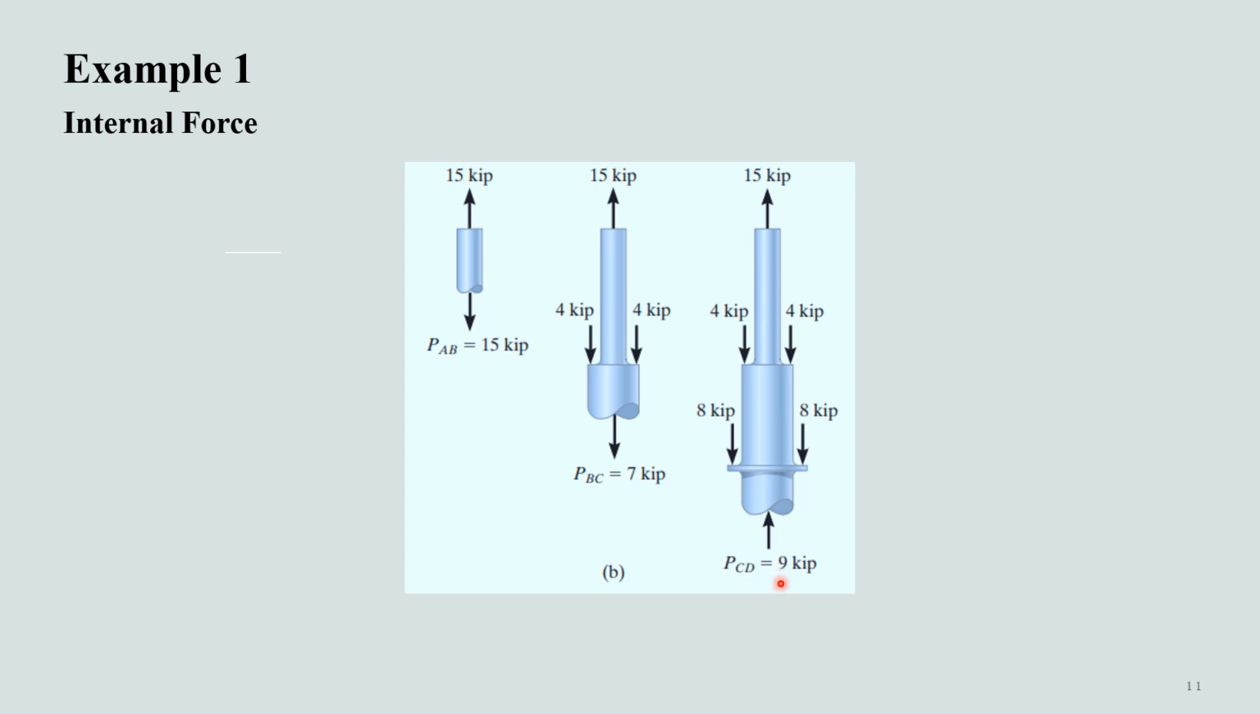At the third segment, or the segment CD, in order to determine the internal force at this section, we have to take the sum of all these forces: plus 15 kip minus 8 kip minus 16 kip. Now the force comes out as minus 9 kip.